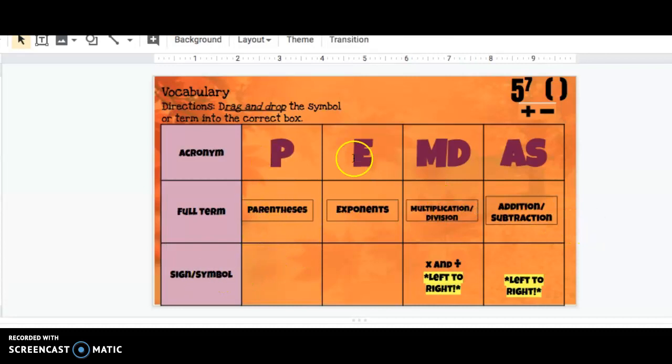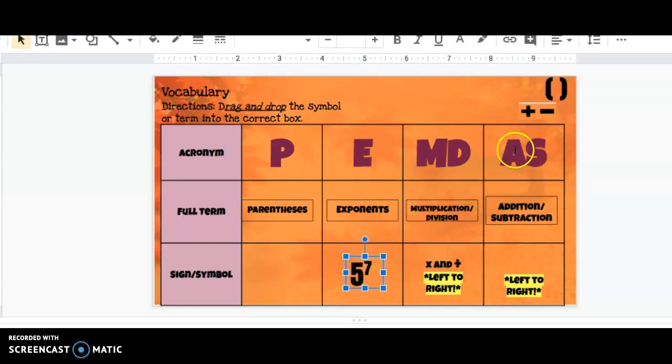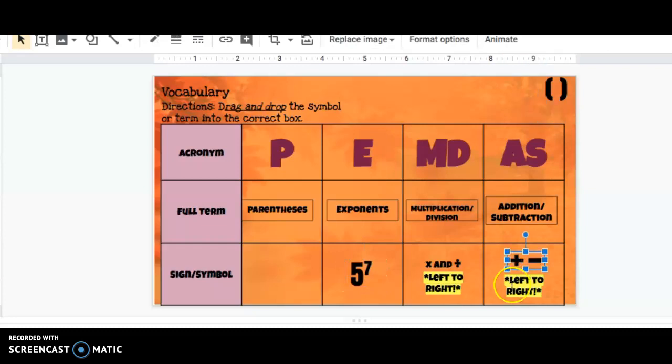The P is our parentheses, the E is our exponents, and the AS is our addition and subtraction. We should all be able to do exponents very easily between these three symbols. And you should be clicking the 5 to the 7th power. So that would go in your exponents box. You also know what addition and subtraction is, so you should be dragging that addition and subtraction into that box. Now, I put left to right in there for you because that's how you solve it. When they're next to each other, you solve them left to right.